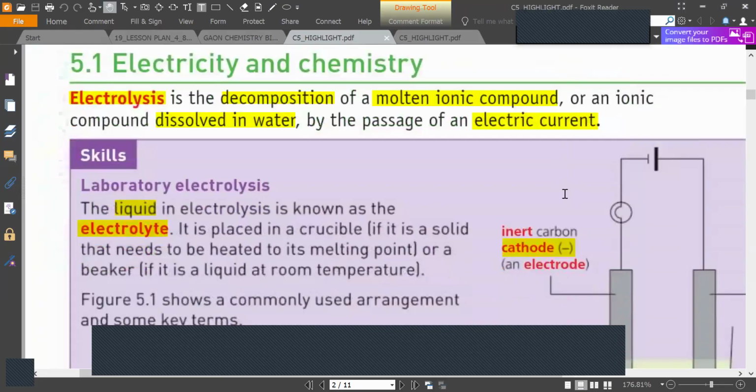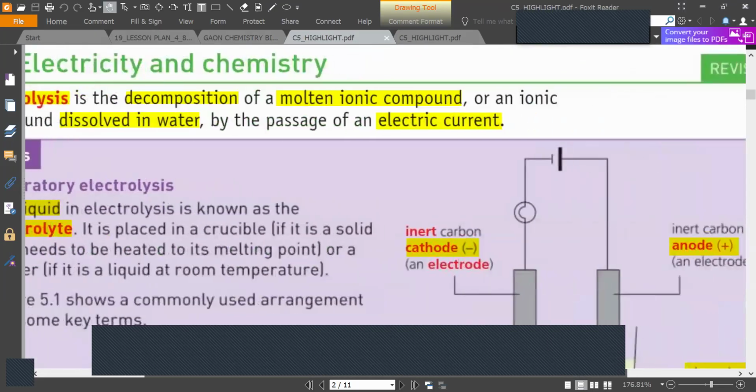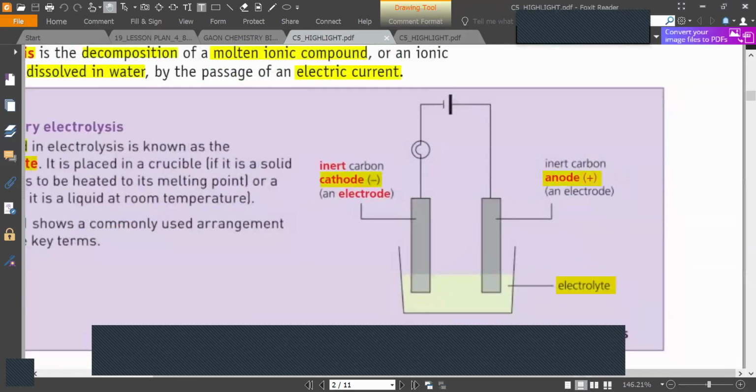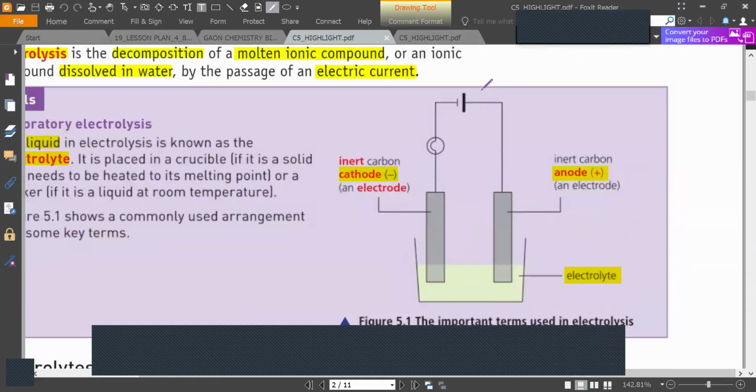The main point about electrochemistry is we involve electricity. We use the energy from electricity. So this is our setup. We have the power supply and then we have the electrodes. Normally it's inert electrodes, normally we can use carbon or platinum. The positive terminal is called anode, the negative terminal is called cathode, and then we have the electrolyte.